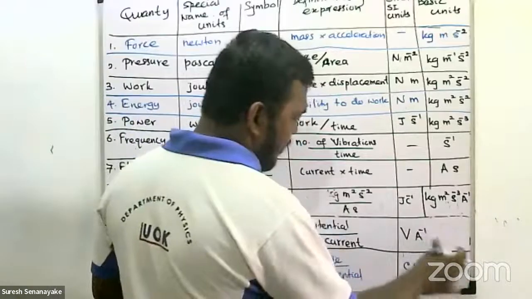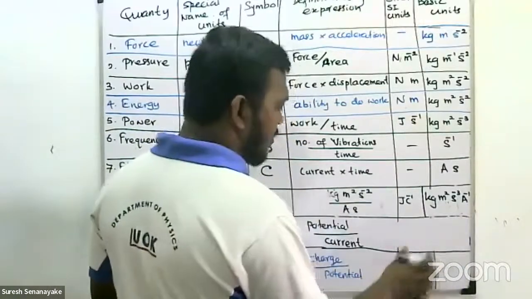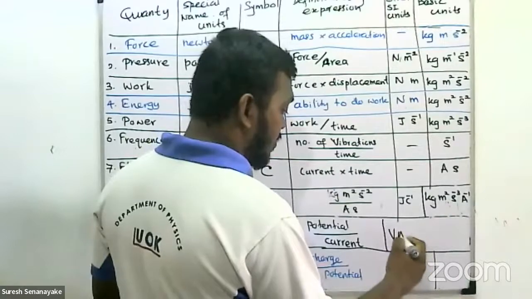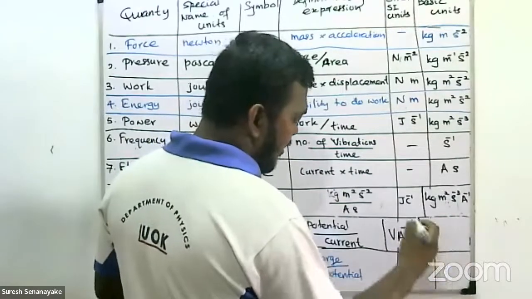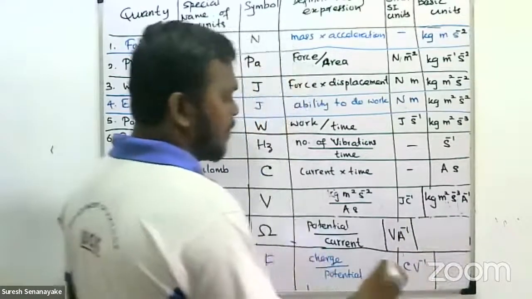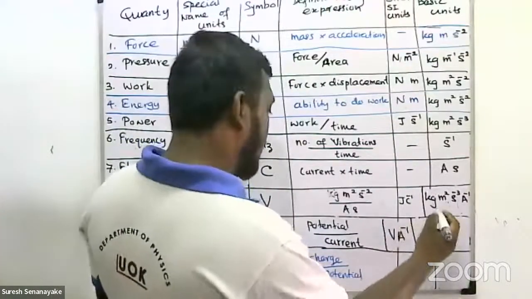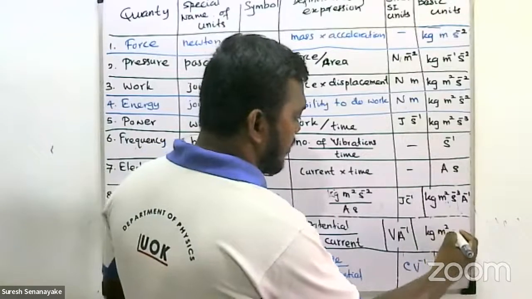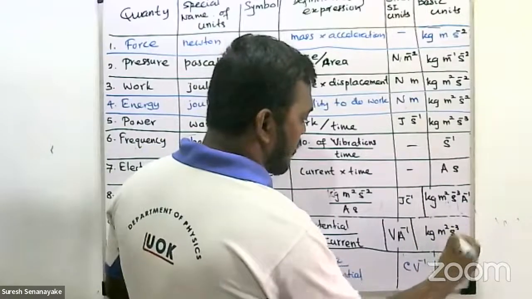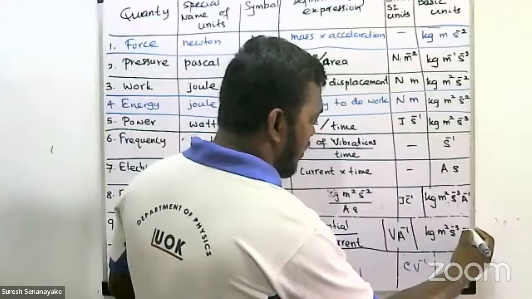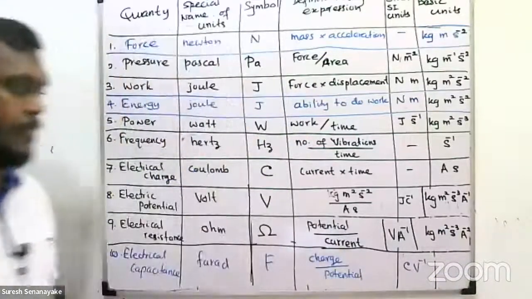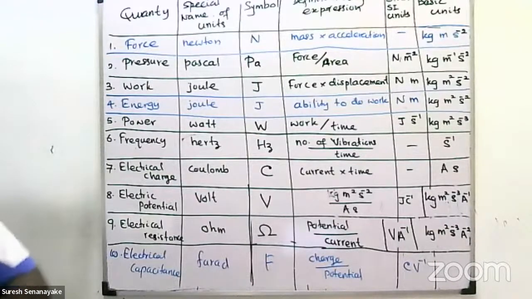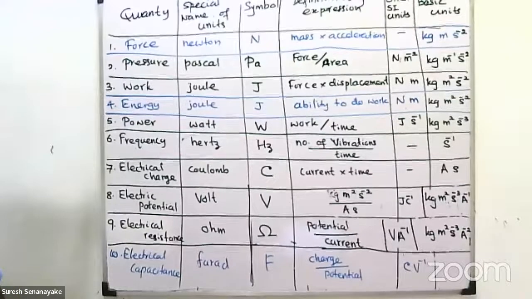This one is also, you can write like this. So this volt is in this unit, and divide by another ampere. So then kilogram square meter per cubic second and per square ampere. kg m square s minus 3 A minus 2.